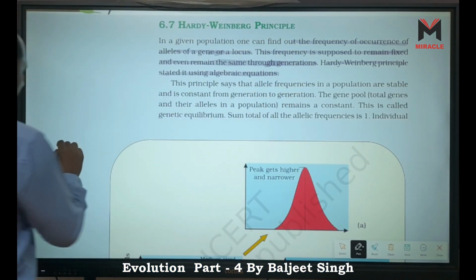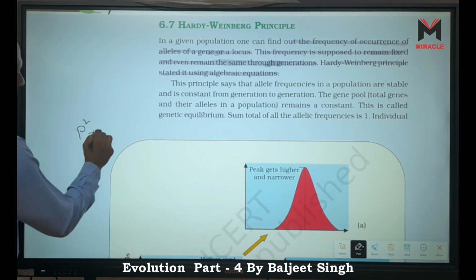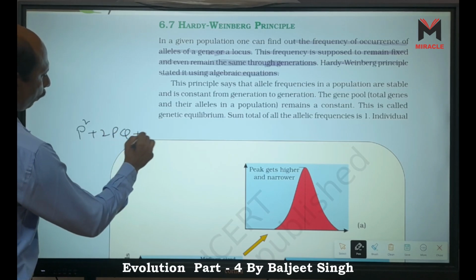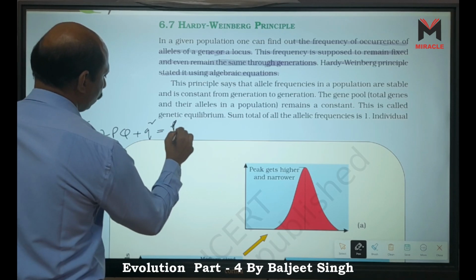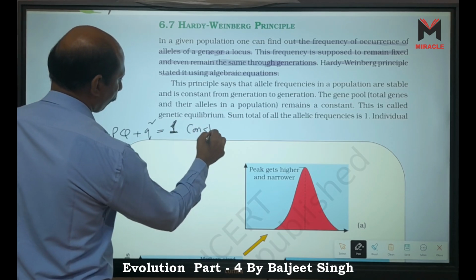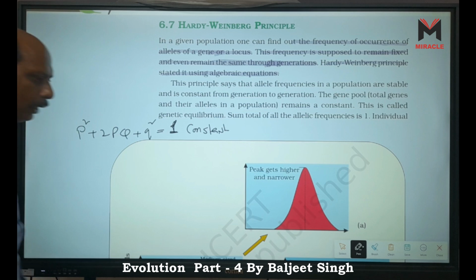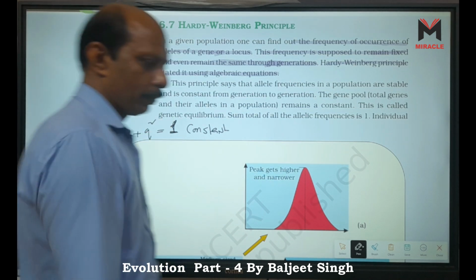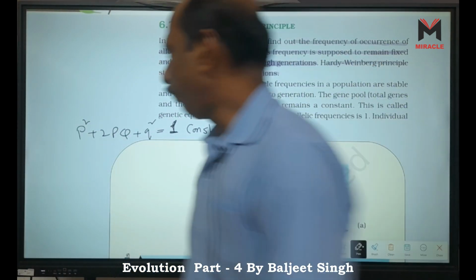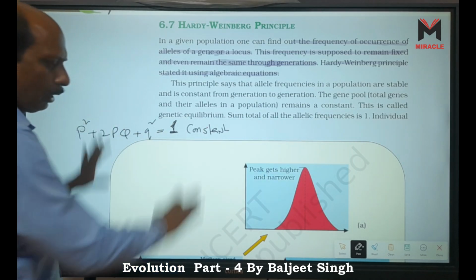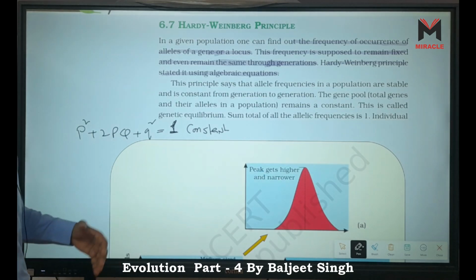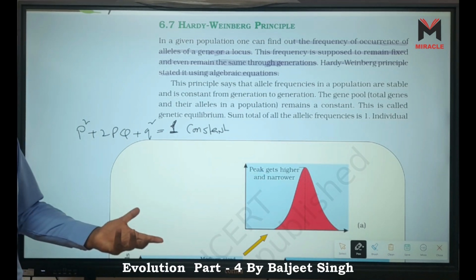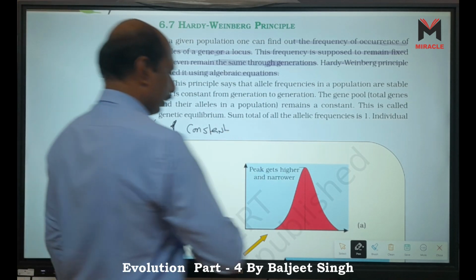The equation is p square plus 2pq plus q square is equal to 1. Equal to 1 means what? Constant, right? If it is constant, that means no evolution. But when it is disturbed, there is some evolution going on. Some new allele comes, some allele is gone. That is good. Okay, we will read this one.